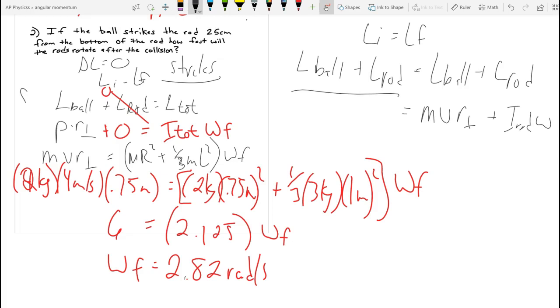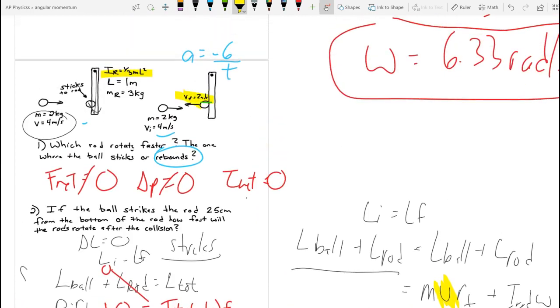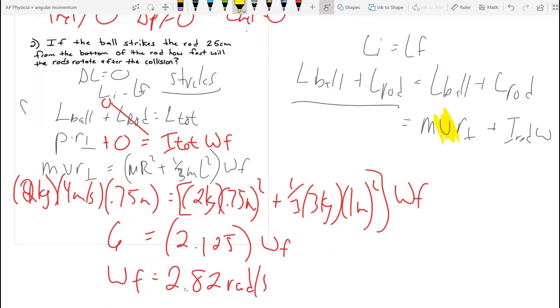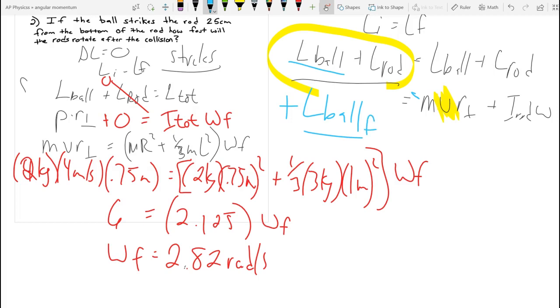So you can plug the numbers in and check to see that it actually works. The big thing you have to watch out for is this velocity. What is that velocity going to be from the picture? It has to be -2. So that's going to be a negative number. So if I had to solve for I of the rod, it's going to be my initial value that I had before, and this is going to be a negative number, so you'd have to add L of the ball. Now it's not the same L of the ball. You're going to add L of the ball final to the other side.